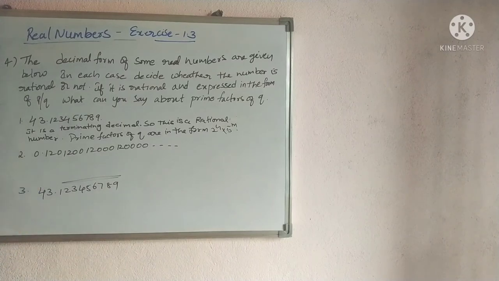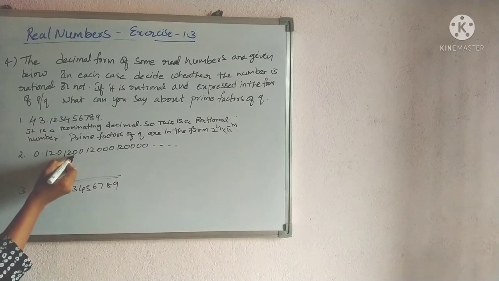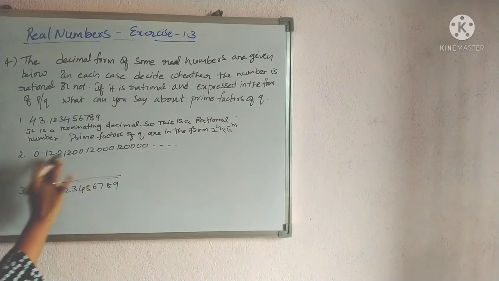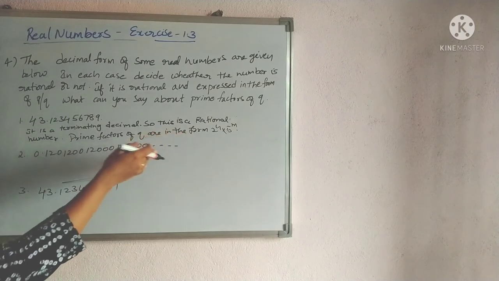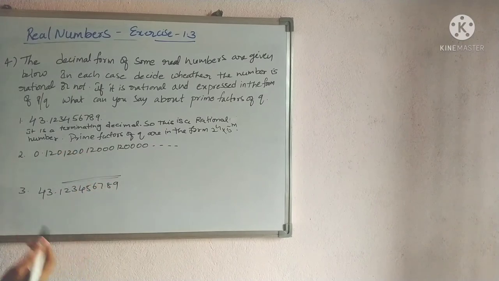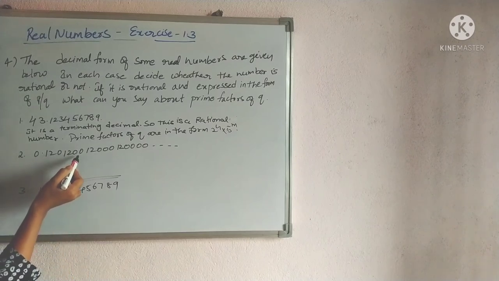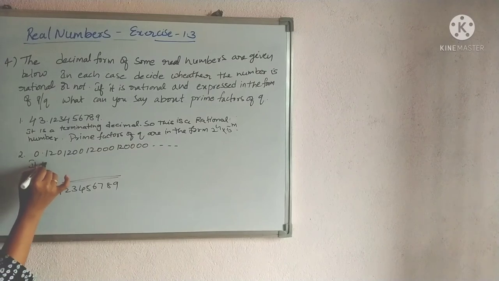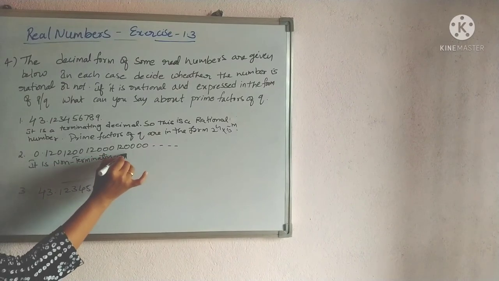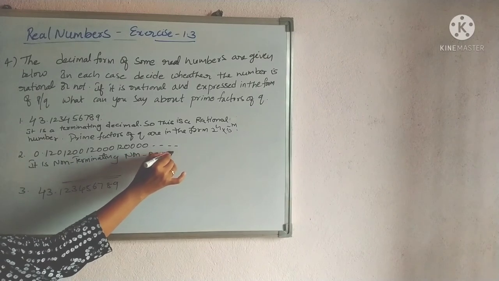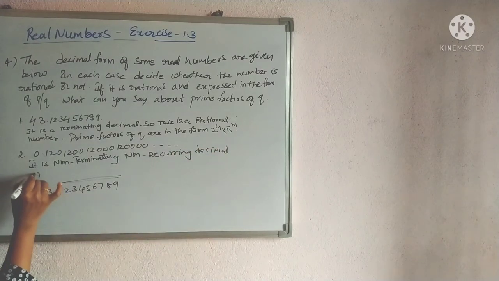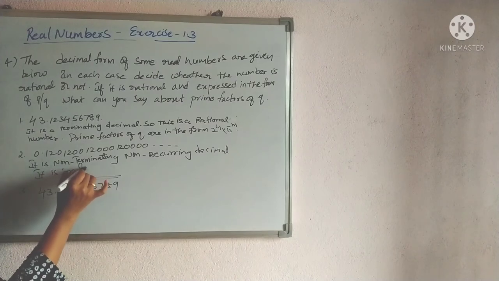Okay, and here the second one. If you observe 0.120120012000... first of all, it is not terminating. That means it has no end digit. It is a continuous digit sequence, and there is no repetition in a specified manner, in a certain manner. Here 1 zero and here 2 zeros. So it is non-terminating, non-repeating also. Repeating means recurring. Non-terminating, non-recurring decimal means it is irrational. It is not rational.